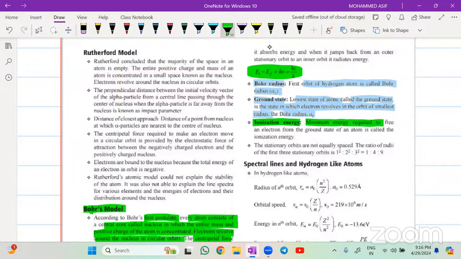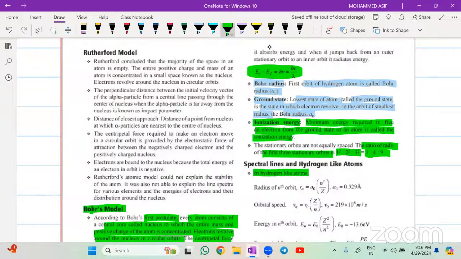The minimum energy required to free the electron from the ground state of an atom is called ionization energy. And stationary orbits are not equally spaced, beta. So the ratio of the radii of the first three stationary orbits is 1 square, 2 square, 3 square. It is in the ratio of 1 is to 4 is to 9.